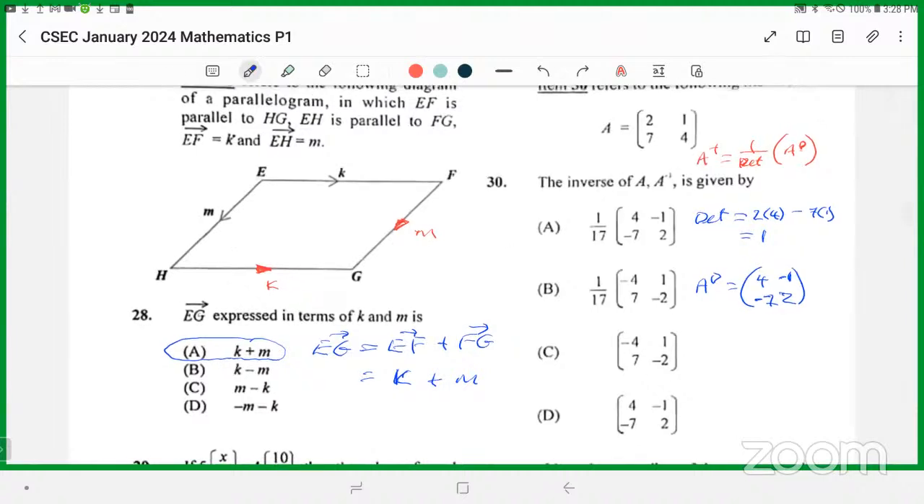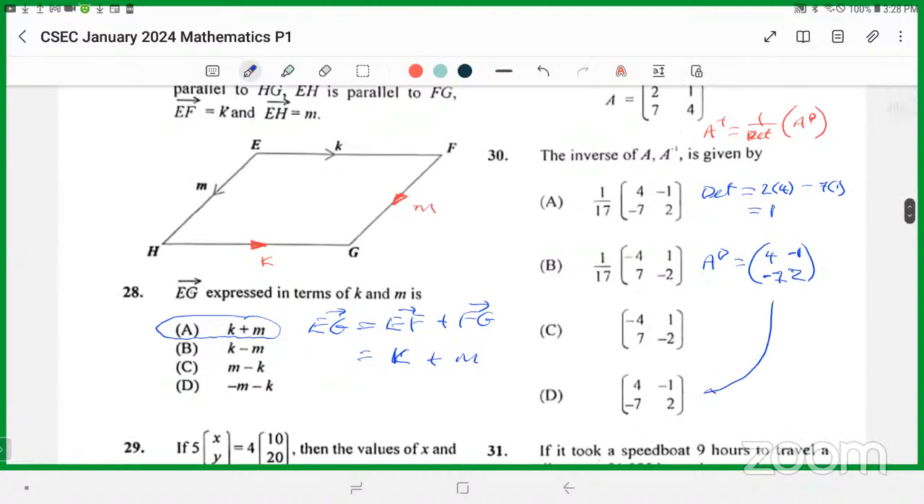The last one. This is the last one. So this is the answer.